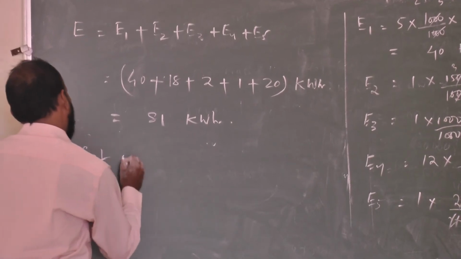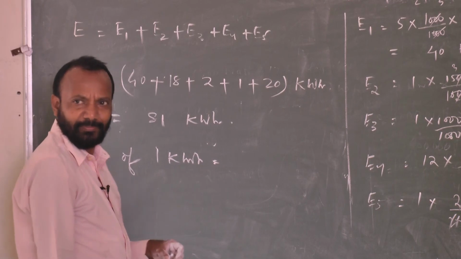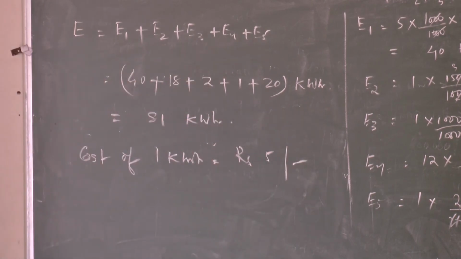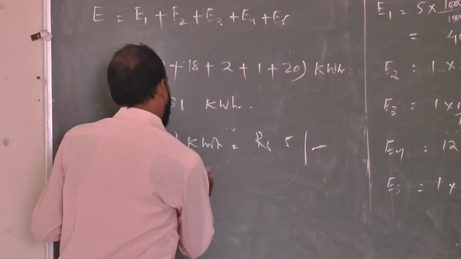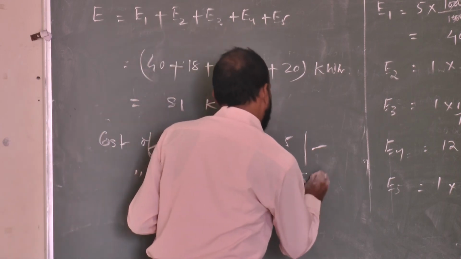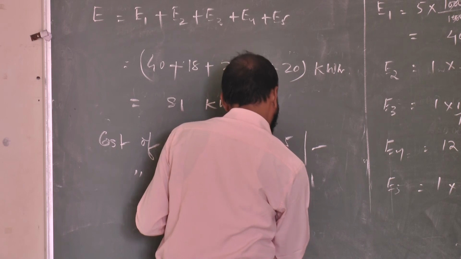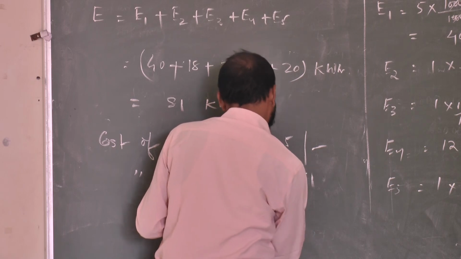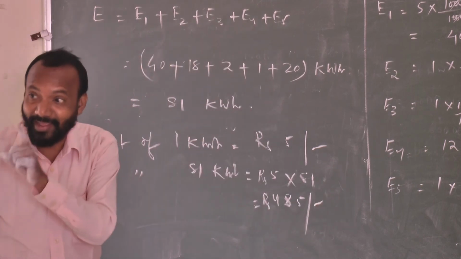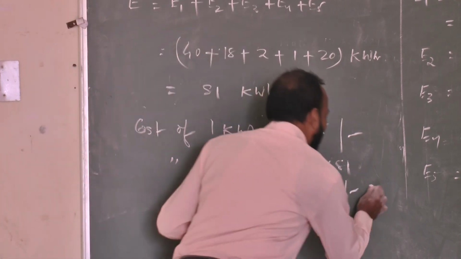Cost of 1 kilowatt hour, how much in rupees? 5 rupees? Rupees 5, Indian currency, right? 5 rupees. The cost of 81 kilowatt hour, how much will come? 5 rupees into 81. Yes, no? So 5 1s are 5, 5 8s are 40, 405 rupees. This is for 1 day. Okay, this is for a day.